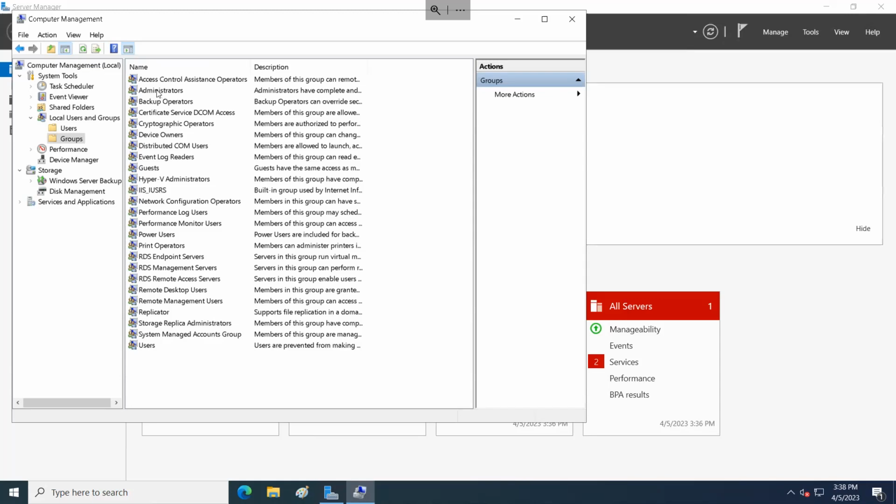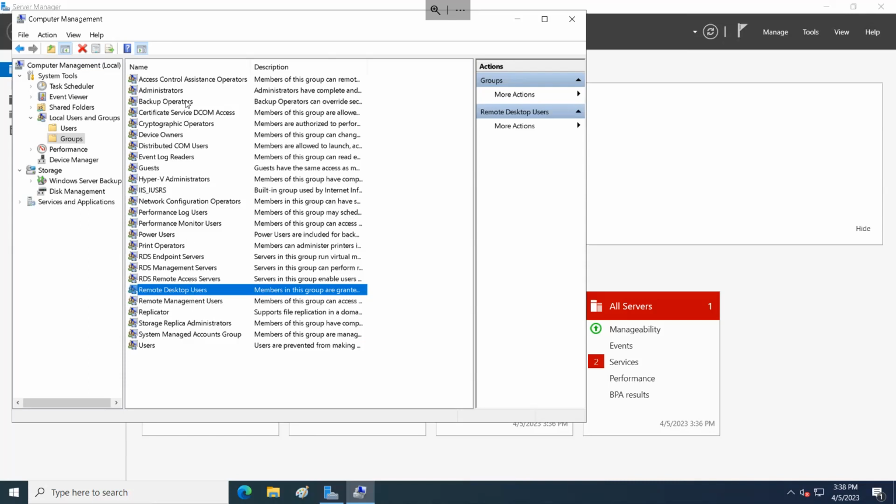Even in the client operating system, you have administrators, power users, users, guests, print operators, and remote desktop users, right? So this is what allows people to connect remotely to a system. You have to be a member of the remote desktop users group.